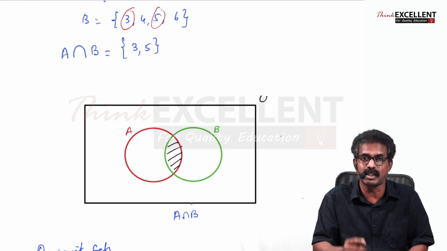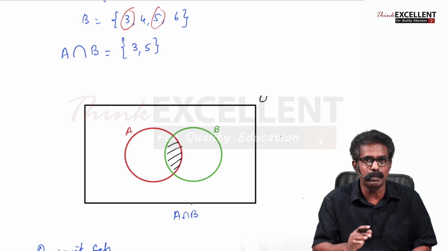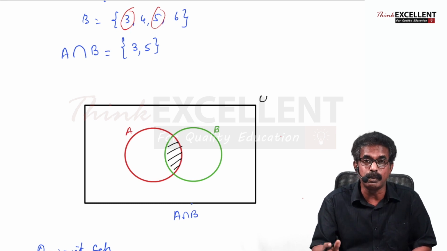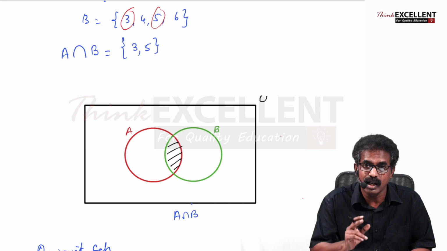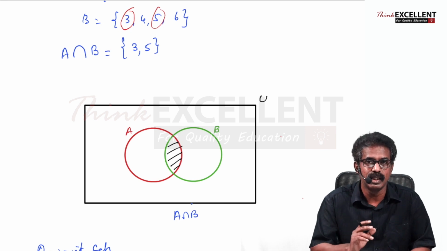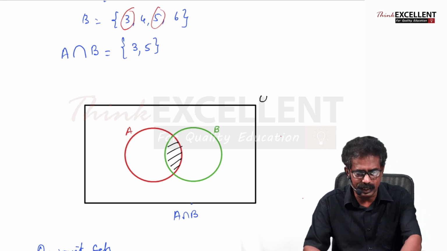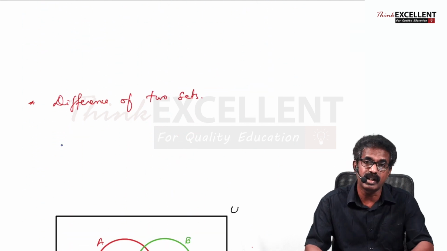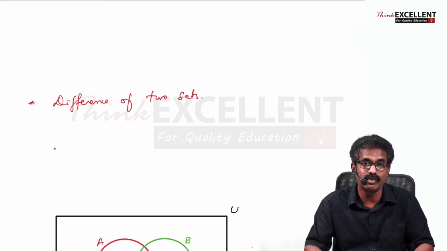So three operations I taught. First, complement: elements not in A, but in the universal set. A union B: everything together, you write without repetition. Intersection, A intersection B: write only the common elements. Now let us see the next one. That is the difference of two sets. Difference means you have to subtract, right?